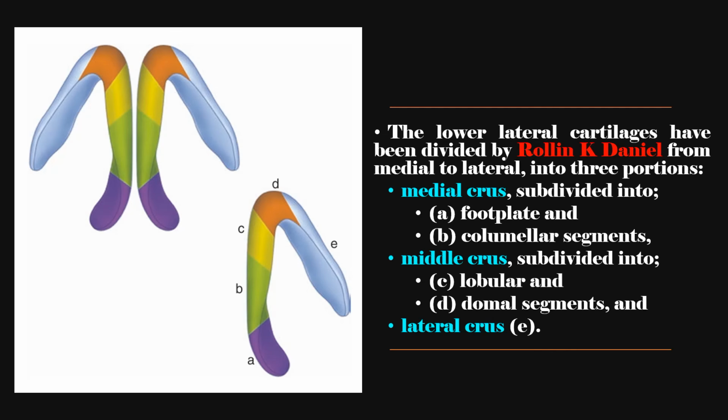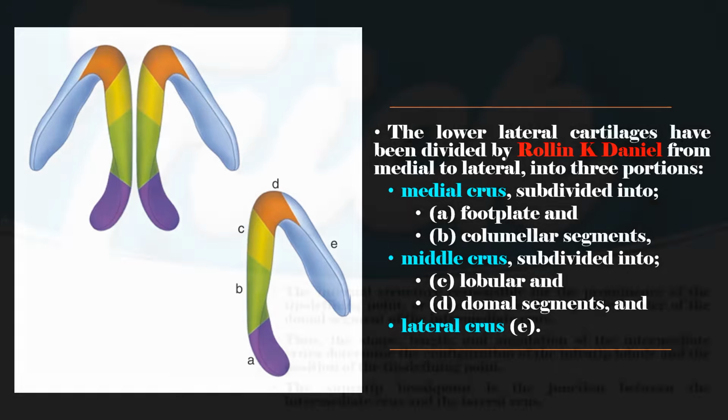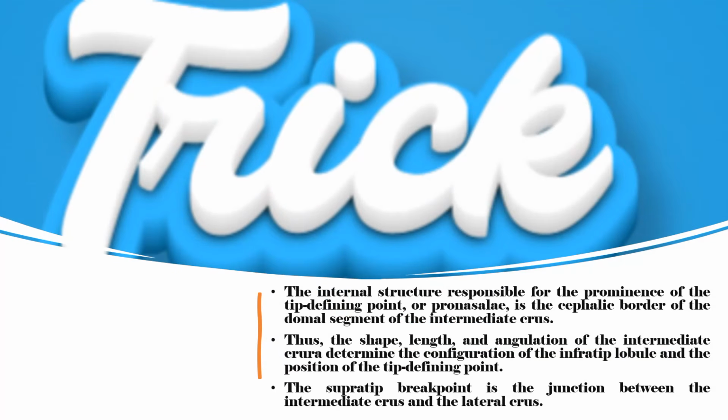The lower lateral cartilages have been divided by Roland K. Daniel, from medial to lateral, into three portions: medial crus, subdivided into a. footplate and b. columellar segments; middle crus, subdivided into c. lobular and d. domal segments; and lateral crus, e. The internal structure responsible for the prominence of the tip defining point, or pronasale, is the cephalic border of the domal segment of the intermediate crus.